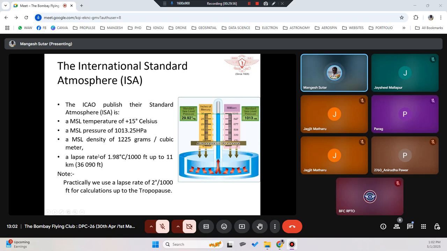So what would be the lapse rate I want to find? Every 1000 feet I climb, the temperature will reduce by 1.98 degrees Celsius. To round off, I would say 2 degrees per 1000 feet. So from Mumbai, if I climb up to 1000 feet, let's say I go to Lonavala or Mahabaleshwar, which could be approximately 1000 feet, at that location the temperature will drop from 15 degrees to 13 degrees.